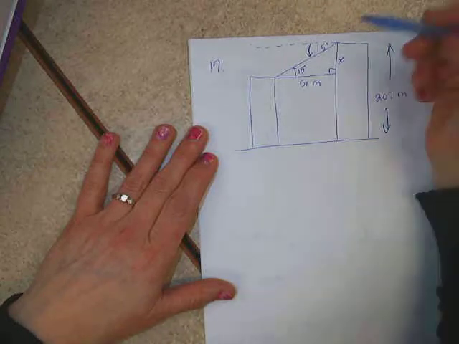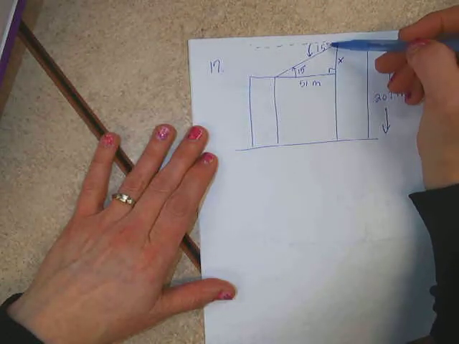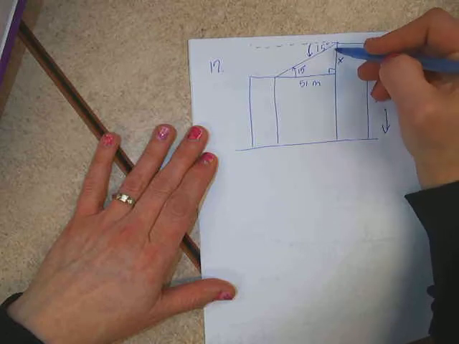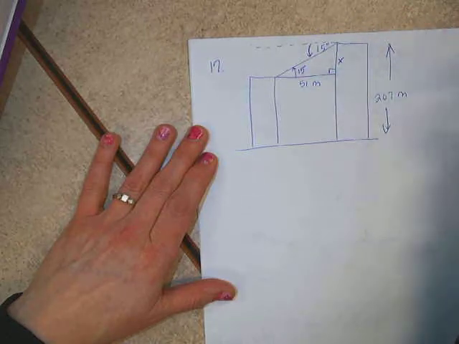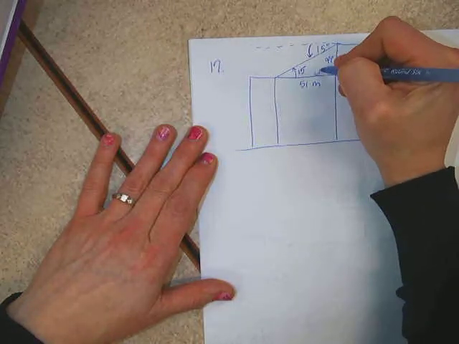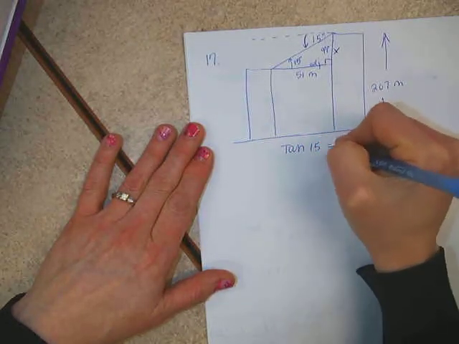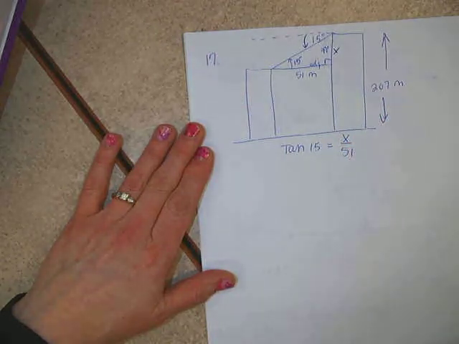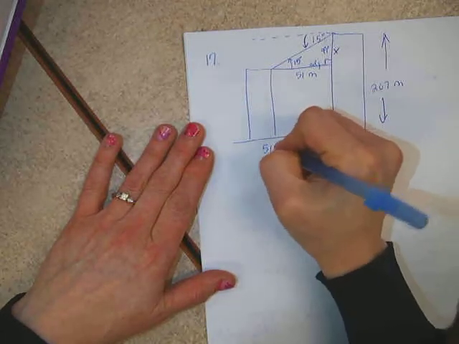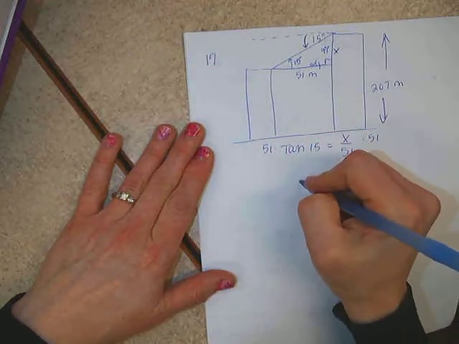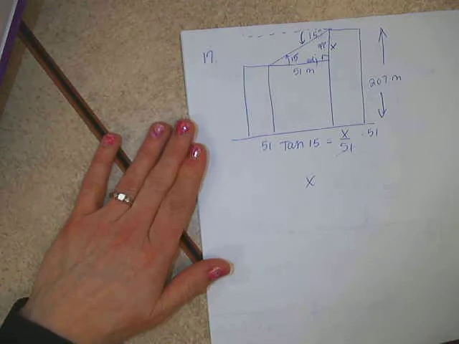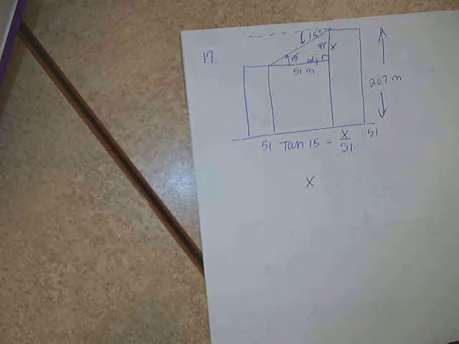This is where you need to be careful because 15 is not inside our triangle. So using alternate interior angles, if this is 15, then that is 15 as well. The other thing you could do is this is a 90-degree angle, so we could find the measure of that angle by subtracting 15 from 90. But this would be a nice tangent problem because you have opposite and adjacent. So we would say the tangent of 15 equals x over 51. We would multiply both sides by 51.